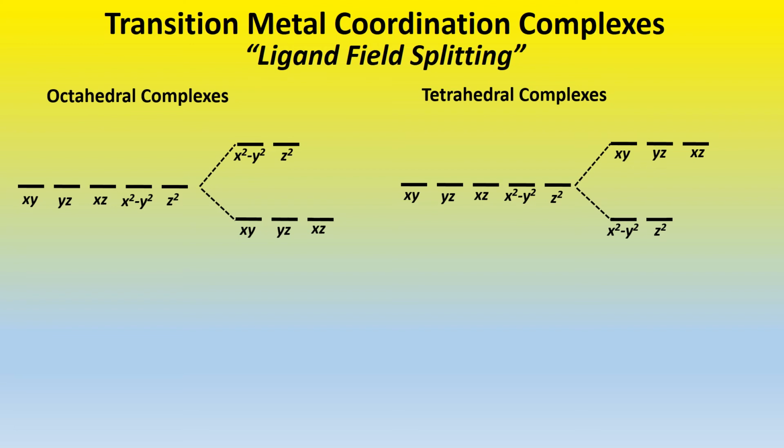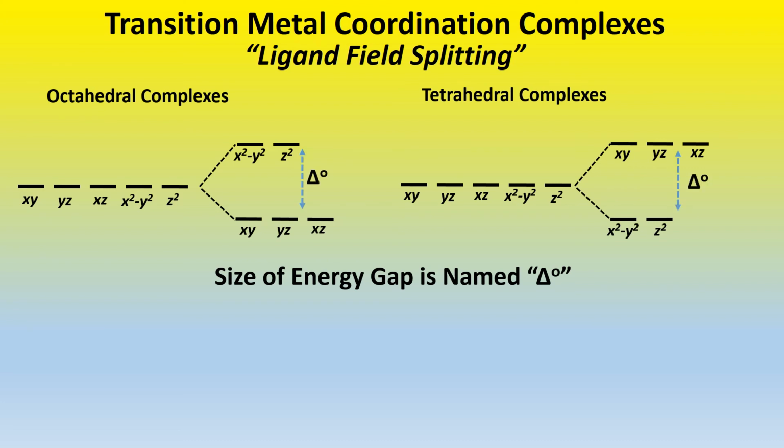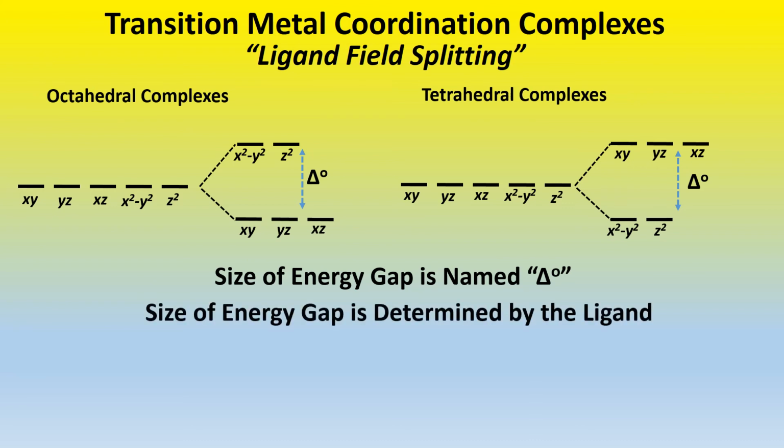This splitting is essential to the behavior of complexes. The size of this energy gap is named delta 0. More important than the name, the size of the gap is actually determined by the ligand. So here we look at some common ligands.